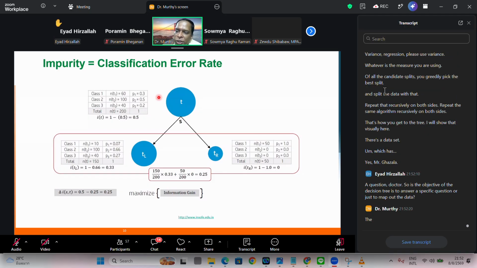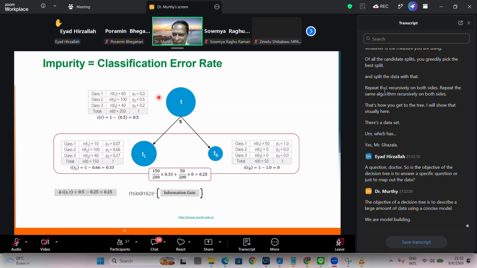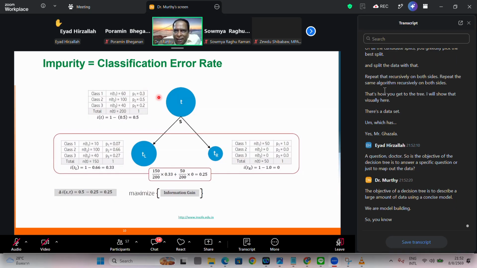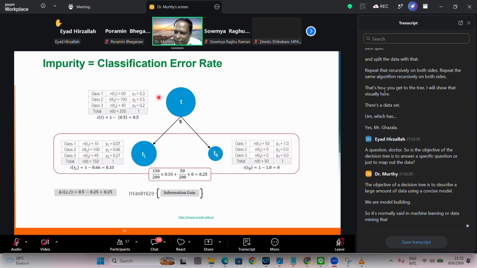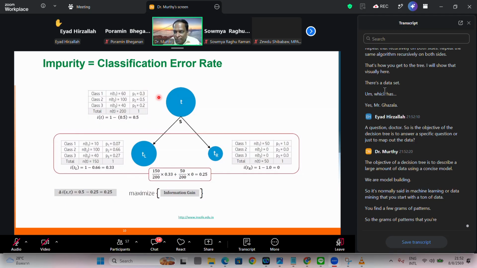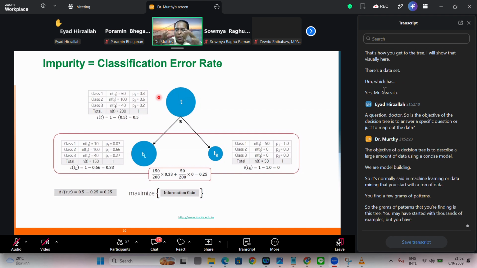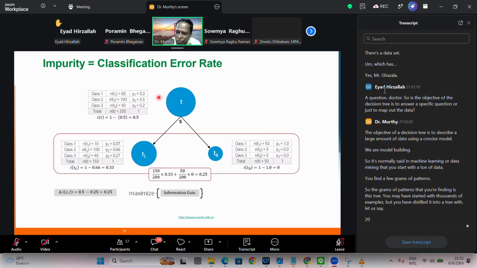The objective of a decision tree is to describe a large amount of data using a concise model. We are model building. It's normally said in machine learning or data mining that you start with a ton of data, you find a few grams of patterns. So the grams of patterns that you're finding is this tree. You may have started with thousands of examples, but you have distilled it into a tree with, let us say, 20 nodes, 50 nodes, whatever.